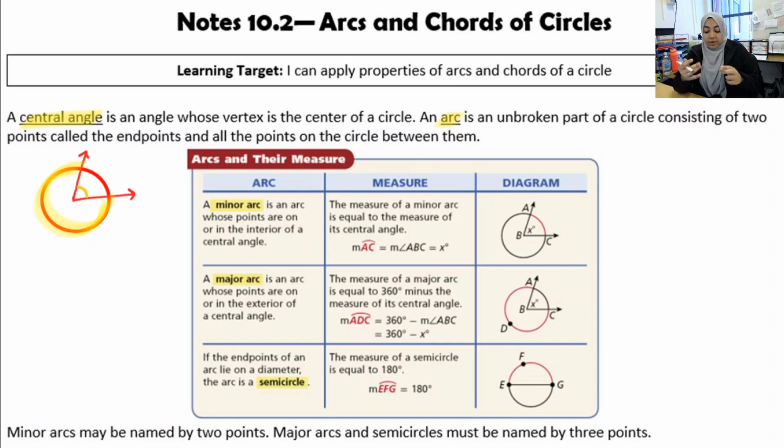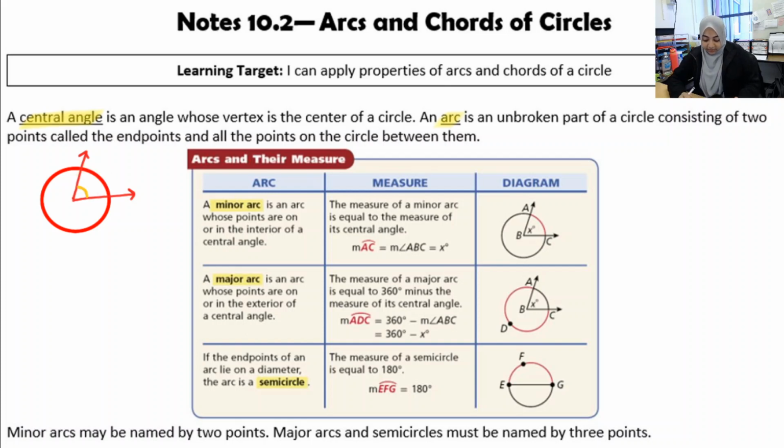Now, arcs are also measured in degrees just like angles are. And you can have two types of arcs. You can have a minor arc or you can have a major arc. So a minor arc is an arc whose points are on or in the interior of the central angle. So this is my central angle, right? Minor arc is on the interior. So minor arc is that part right there.